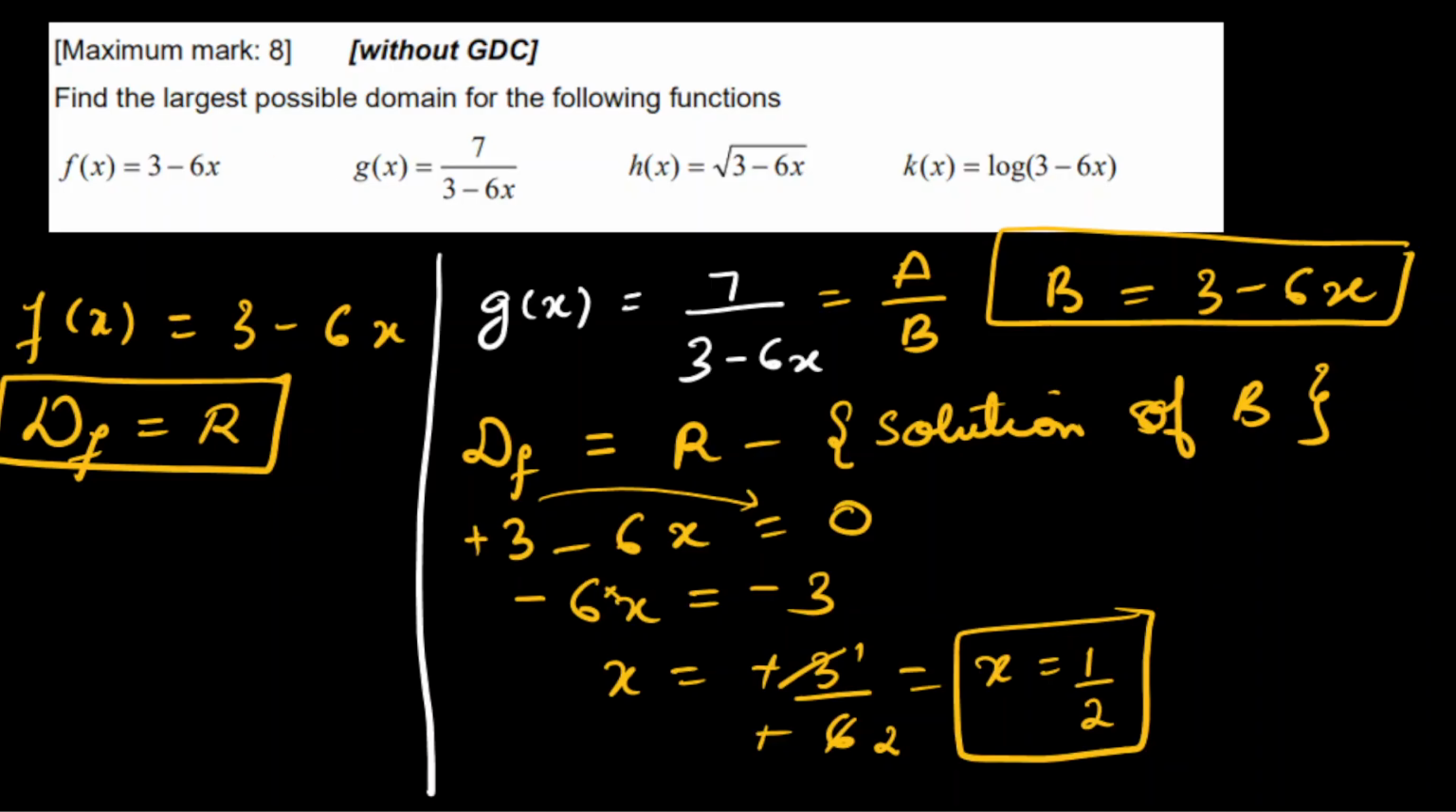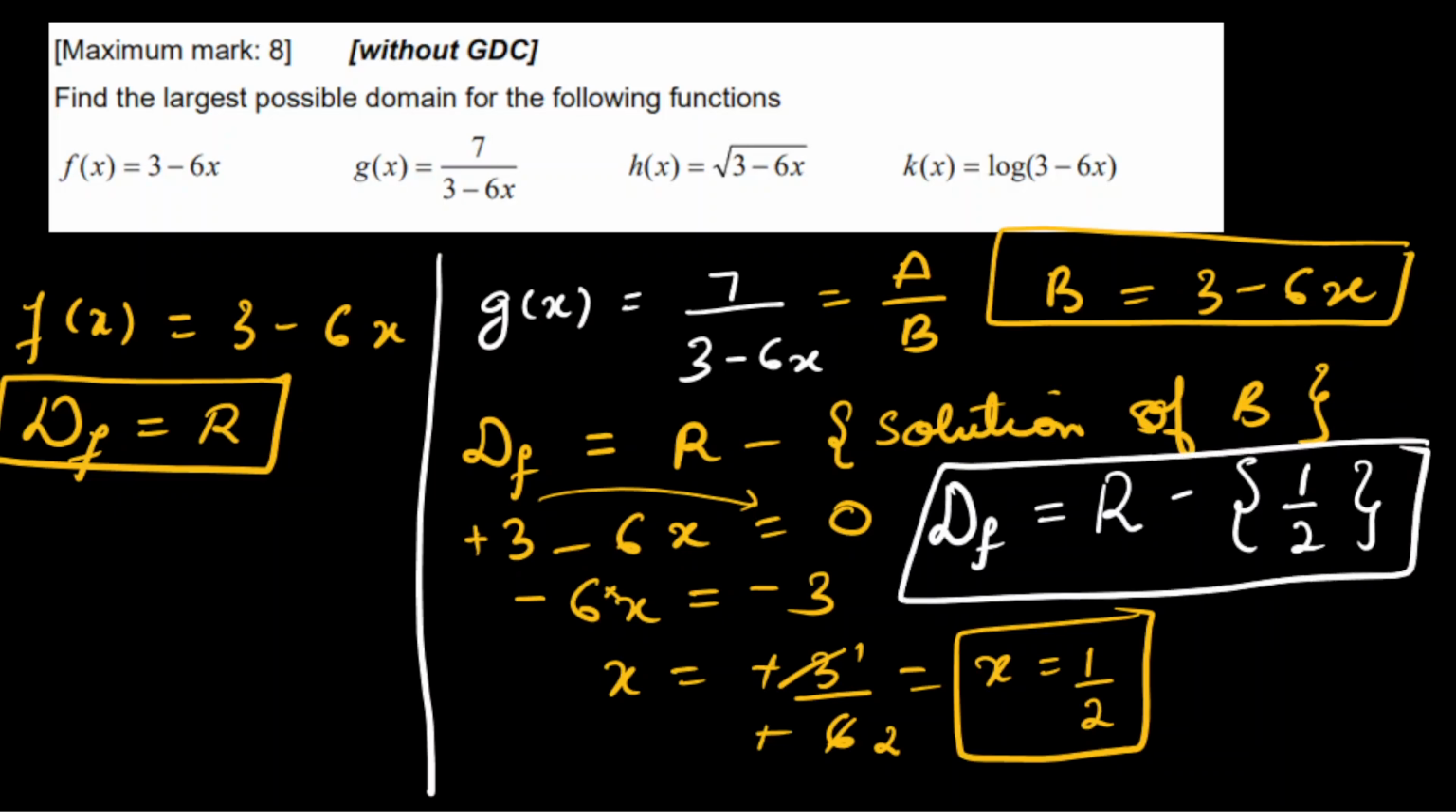So what is the domain of this function? The domain of the given function is equal to the real numbers minus 1 by 2. This is the required domain, or the largest possible domain, of the function g(x). Let's do the third part now.